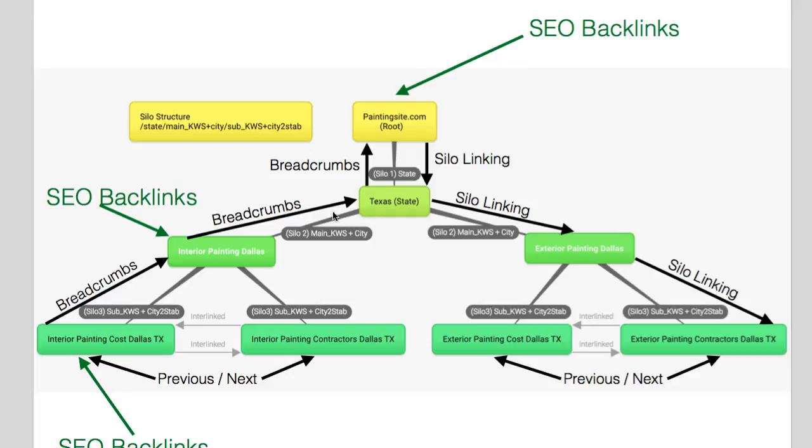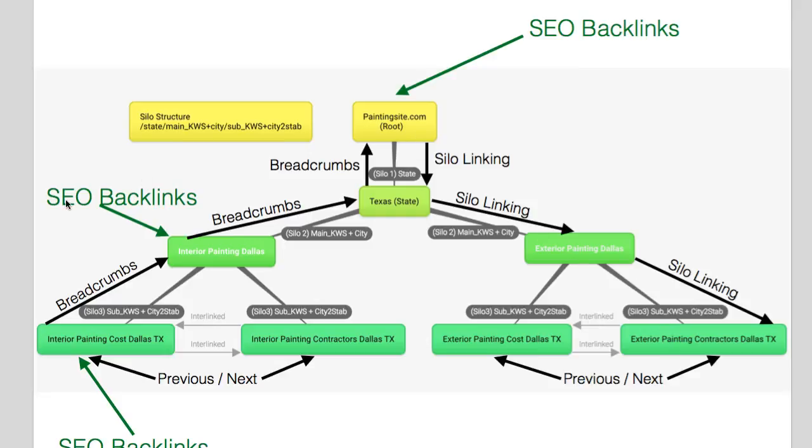But one of the things about having our silo structure and interlinking the way that we do is right now, if I sent a backlink to this paintingsite.com, because of my silo structure and because of my interlinking, everything is linked together. So for instance, this comes in right here to the root. From the root, it goes down to the state. From the state, it goes out to the cities. And from the cities, it goes out to my sub-keyword pages, which are my content pages. Every one of these pages are interlinked as well. So what ends up happening is I'm getting this link juice that's flowing through my entire site.